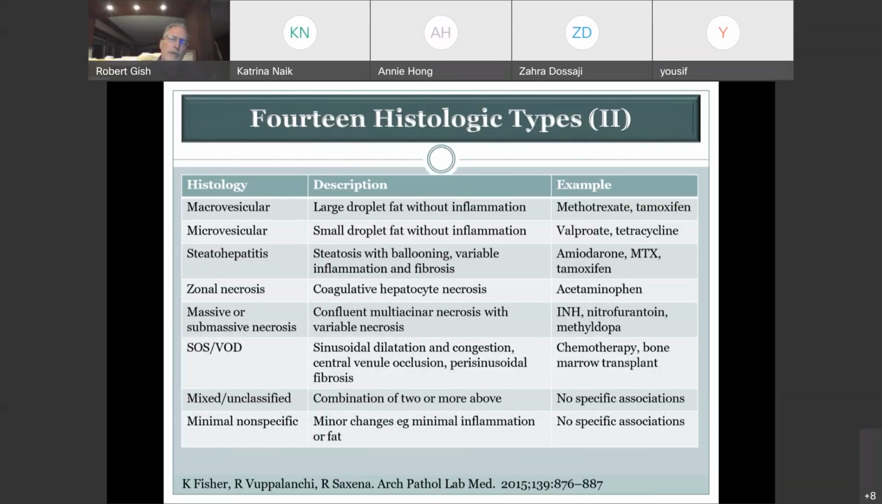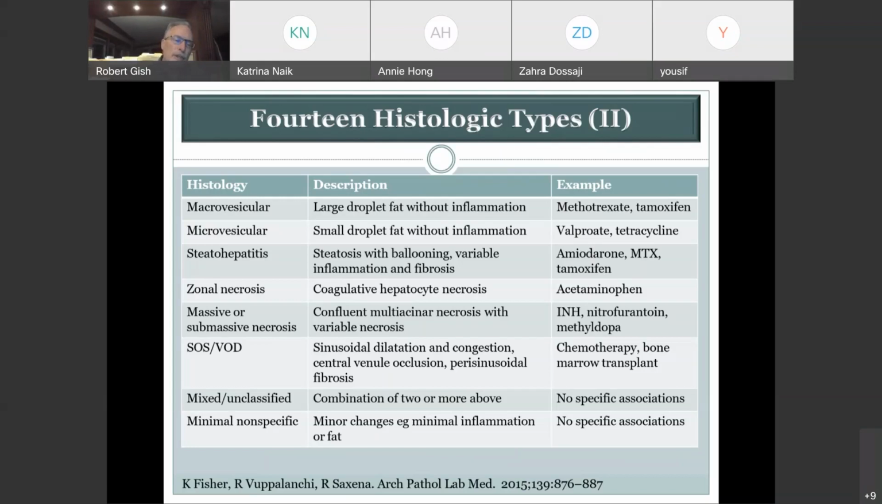Steatohepatitis is fat, macro, micro, with ballooning, with variable inflammation and fibrosis. Same bad actors that we've talked about already. Acetaminophen causes a central lobular necrosis picture. That's what you would find on biopsy if you were to biopsy these patients. There's plenty of that documented in the literature. Submassive necrosis can be with any drug, but INH can get you there, even specifically in unmonitored patients. Nitrofurantoin is reported, but in my opinion, it's much more causing a mixed cholestatic picture.